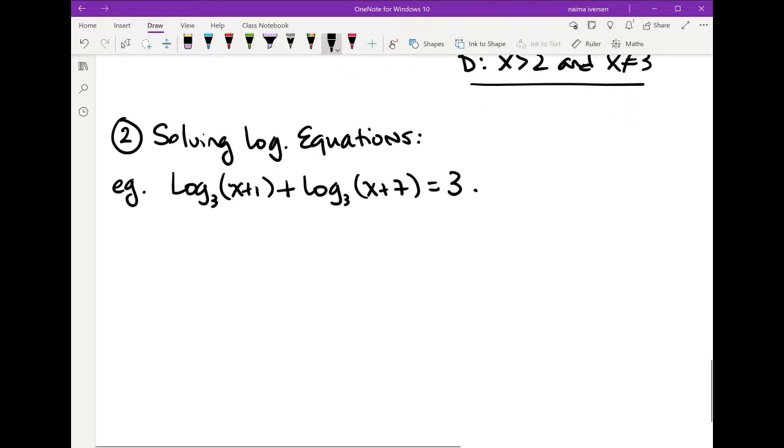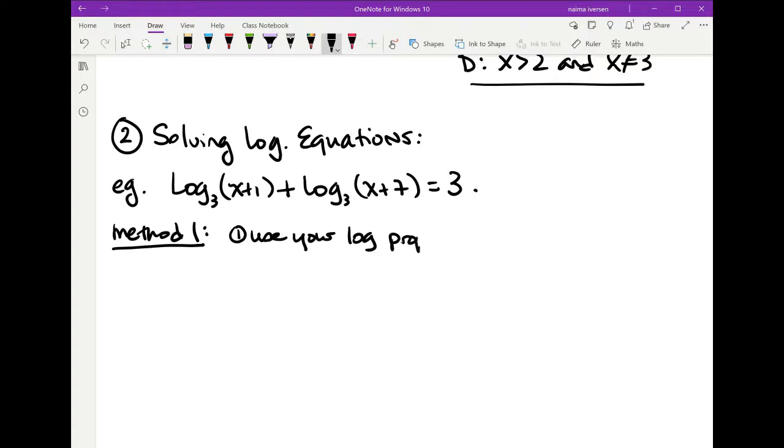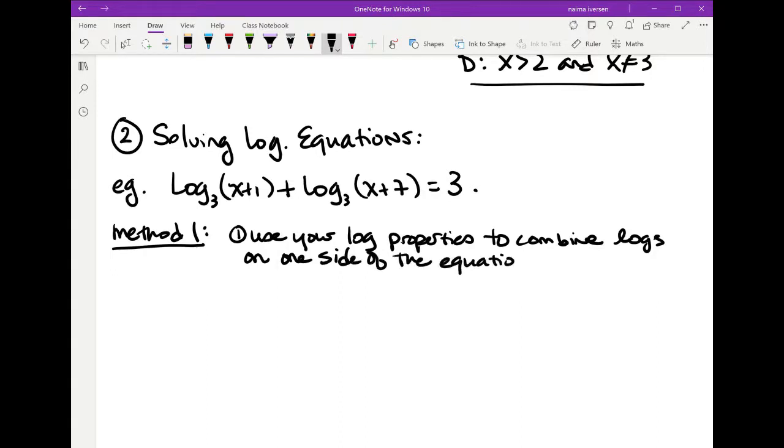And there are actually two methods for solving a log equation like this. Here is your first method. Method 1 looks like this. You are going to, first of all, use your log properties to combine logs on one side of the equation. That's if there's just a 3 on the other side like we have right now.